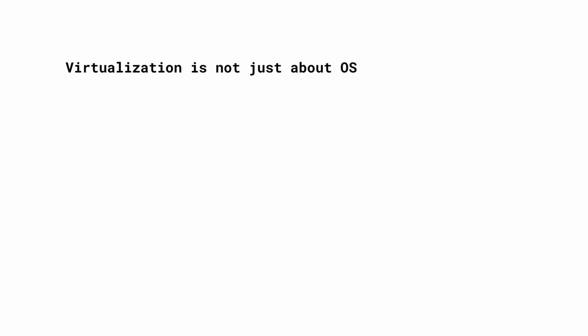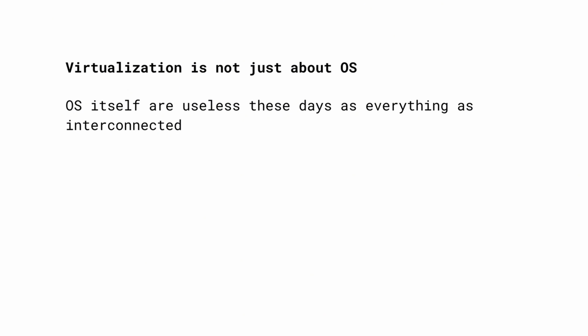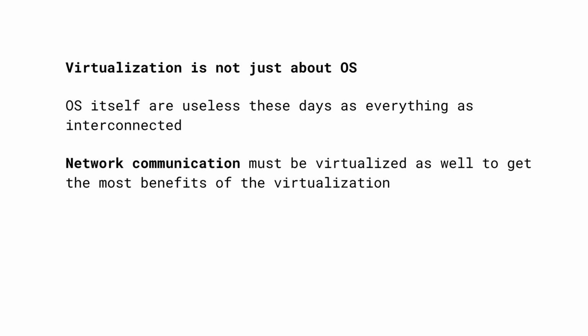Virtualization is not just about operating systems. Operating systems by themselves are useless these days as everything is interconnected. Network communication must be virtualized as well to get the most benefits of virtualization. While discussing these different virtualization approaches, we got acquainted with how virtualization works and how AWS runs their services for millions of customers by just having a few pieces of hardware, so to say.